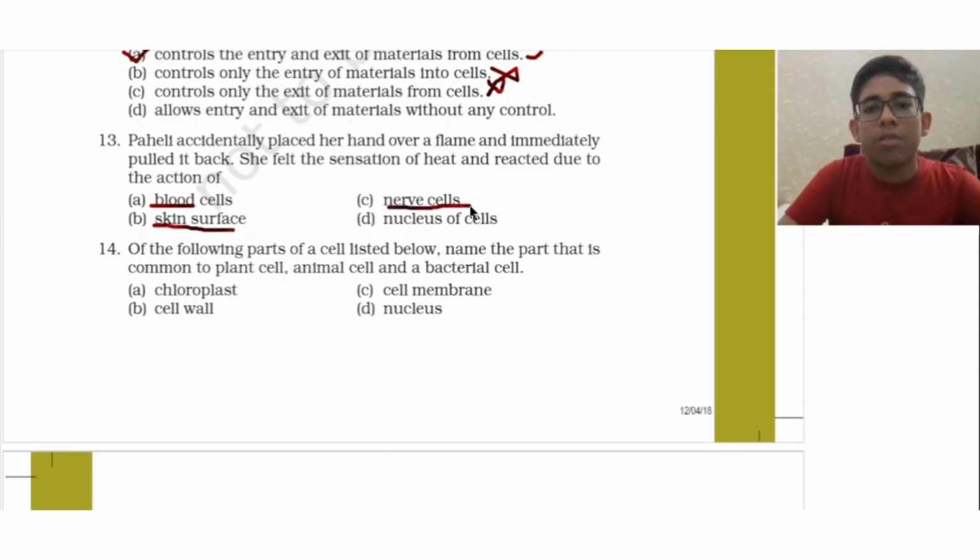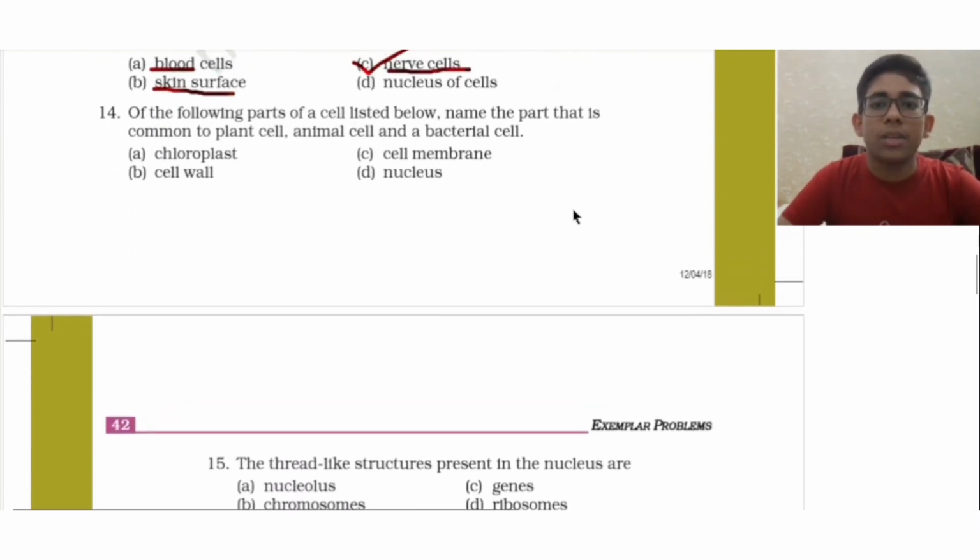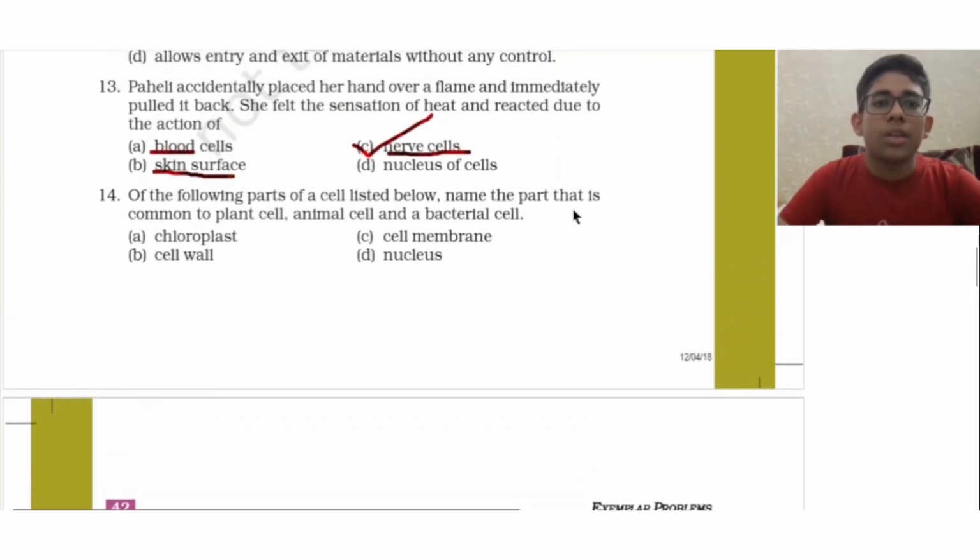Third option, nerve cells. This is correct because it transfers the signals of pain or it senses the things and proceeds to the brain. So this option is correct. Fourth option, nucleus of the cell. It is also incorrect because the nucleus is not directly connected to the brain and brain helps us do the action. So the answer is option C.